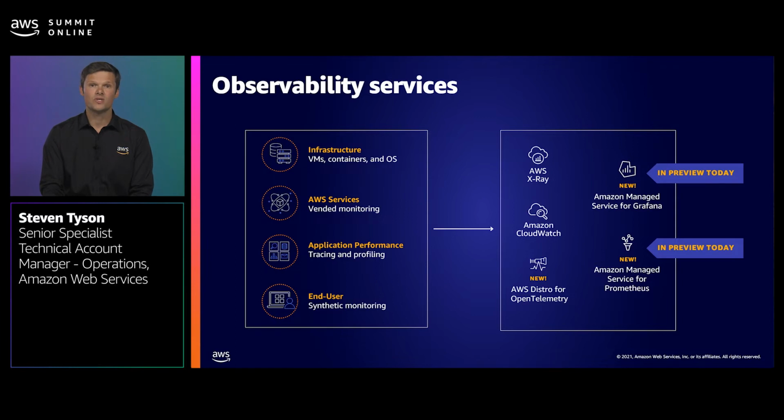Then we have the AWS Distro for OpenTelemetry. This is a vendor-agnostic way to collect metrics, logs, and traces from your application and infrastructure. It is one method to collect all the information you need. It's backed by AWS security, performance, and support.